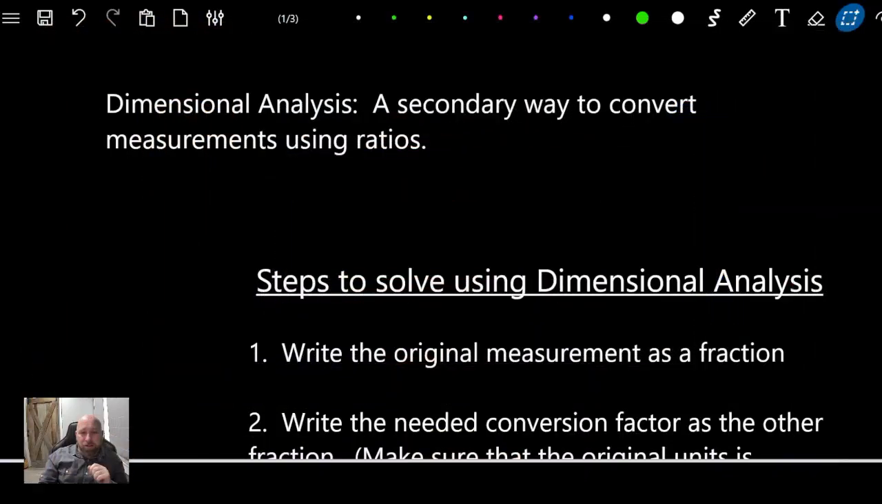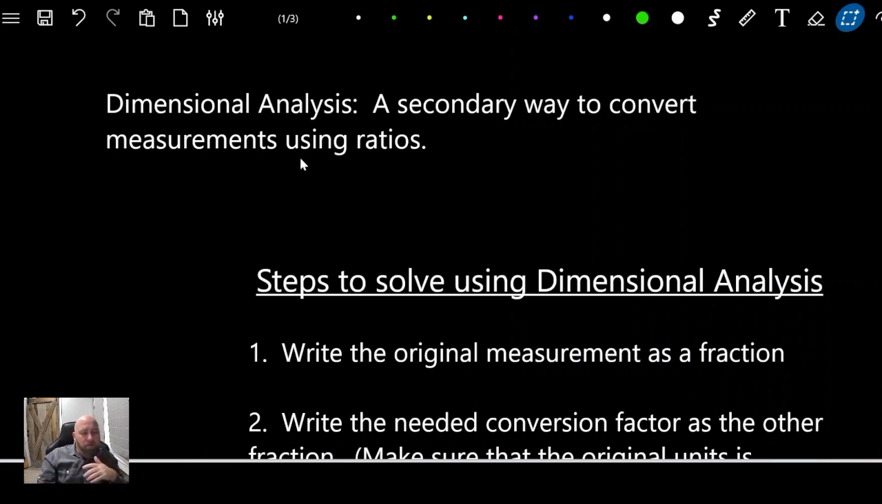Today we're going to be in lesson 6.5, continuing in chapter 6 here, finishing up talking about measurements and the way that we convert those measurements. In today's lesson, which is on page 235, we're going to be talking about something called dimensional analysis. It's just a secondary way. So we learned how to convert measurements. Now we're learning a secondary way to convert those measurements.